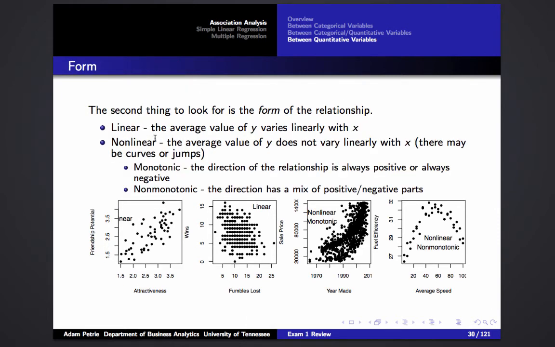The next thing we talk about is the form. Is the trajectory of the stream of points well described by a straight line, like what we see here and here, or is there some sort of curvature to the trajectory? So these two plots show curvature, implying the relationship is non-linear between x and y. And there are two types of nonlinearities. We have monotonic nonlinearity, where the direction is either all positive or all negative, and non-monotonic nonlinearities, where there's a mix of positive and negative parts.